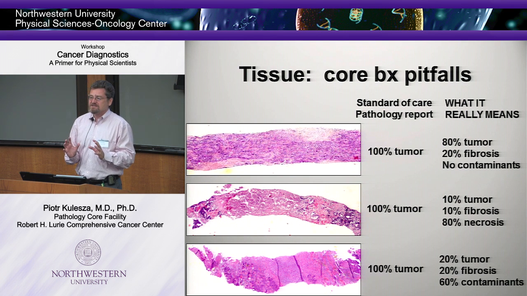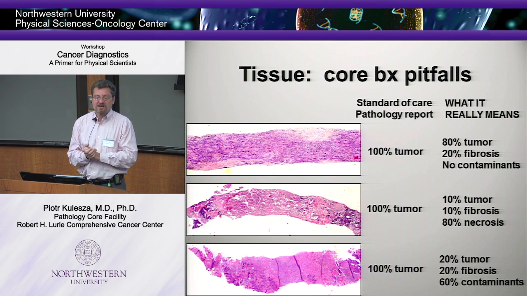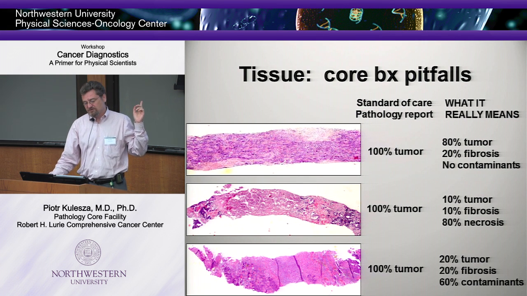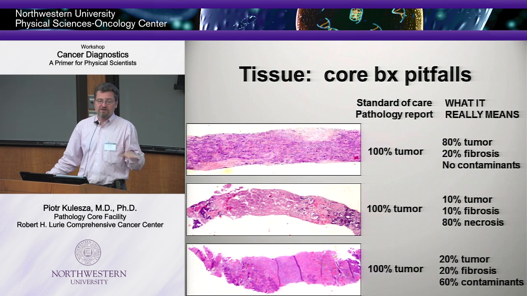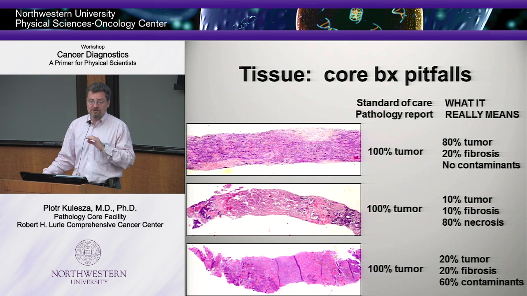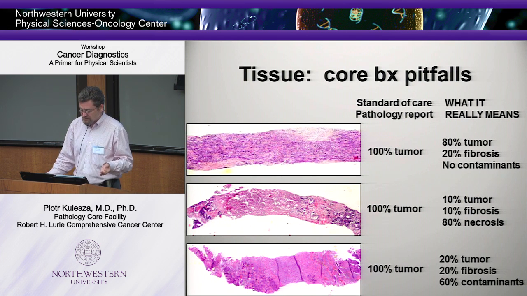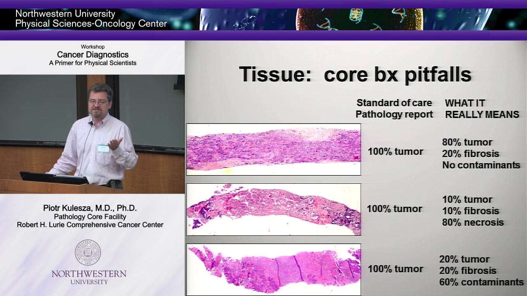So this is the importance of understanding in detail what our pathology report says, okay, and what it really means. I think that this is too low of a power to tell you exactly, but you can tell that the first core, okay, our standard care report, is 100% tumor. This is primary lung adenocarcinoma. However, it is 80% tumor, 20% fibrosis, and no other contaminants, okay? So fibrosis is not that big of a deal because you maybe have a fibroblast here and there, but mostly you have collagen. The next core has 10% tumor, 10% fibrosis, 80% necrosis. The next one has 60% benign contaminants. At this point, this becomes important. Where is this signal coming from?